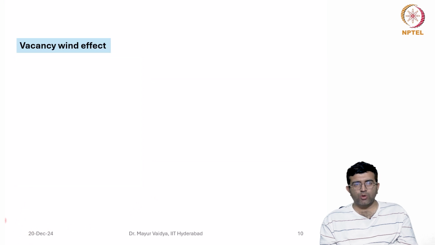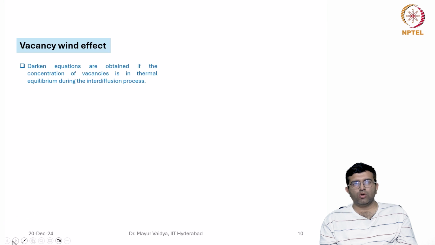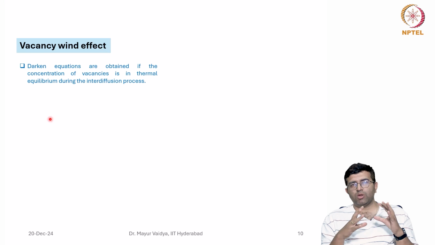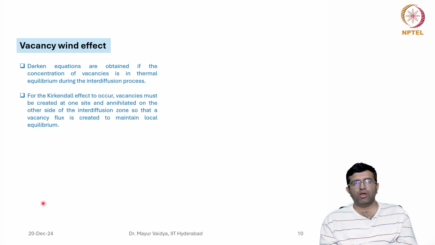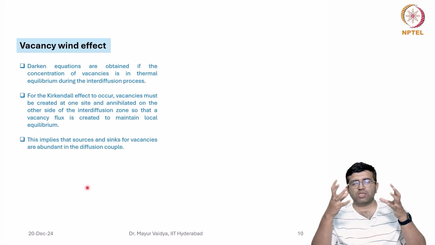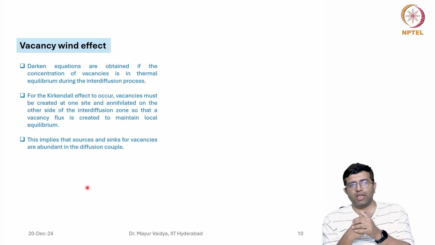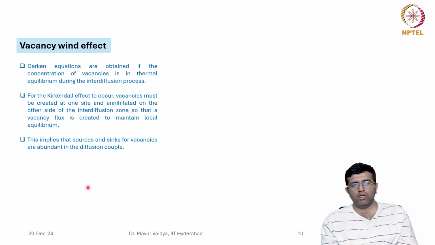The last thing for today's lecture is something called the vacancy wind effect. I told you that the Darken's equations are obtained if the concentration of vacancies is in thermal equilibrium during this process. That means the vacancy equilibrium is attained almost instantly. However, for the Kirkendall effect to occur, vacancies must be created at one side and annihilated on the other side, so that a vacancy flux is created. So, how will these vacancies be annihilated? Only if there are enough sources and sinks present in the diffusion couple.